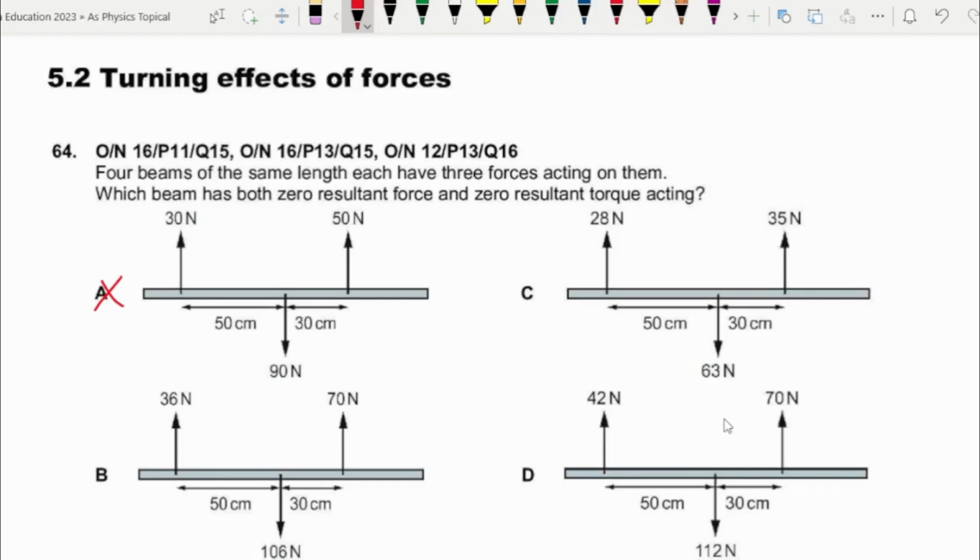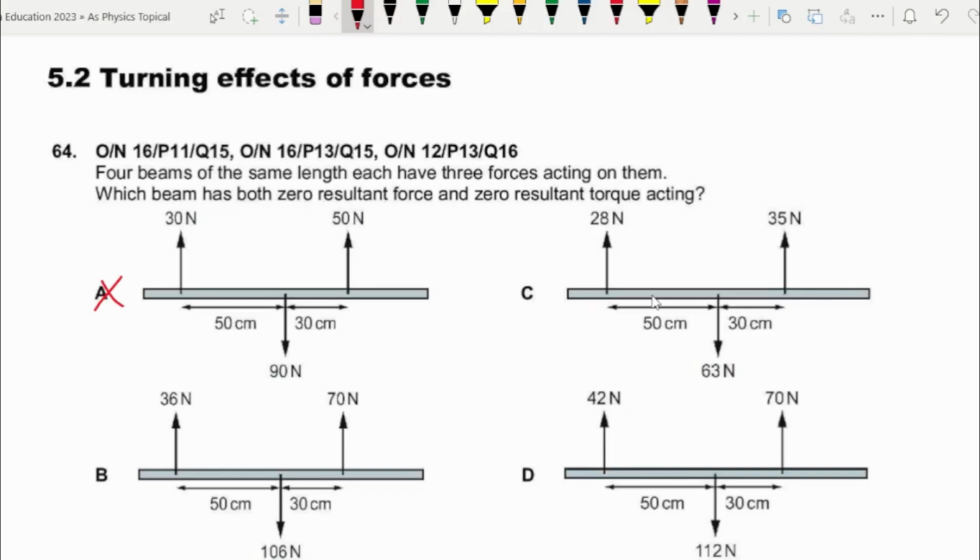option D, 70 plus 42, we get 112. Downward force is also 112, so that can also be an option. And likewise C can also be an option. So we can't rely on the first condition only. The resultant force is zero in all three of them. So we need to find the one in which the resultant torque is also zero.